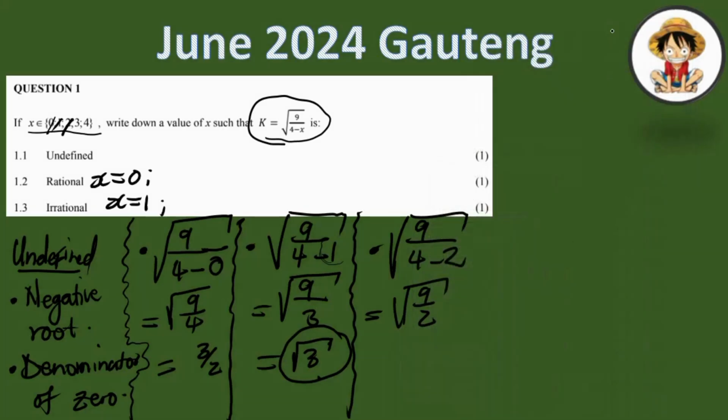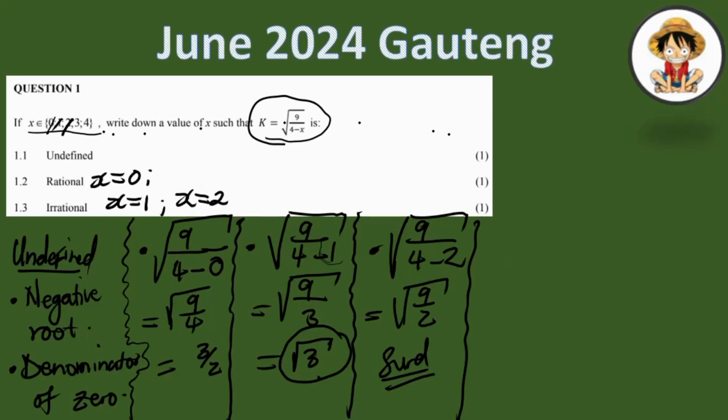So which means now my answer here is a third. I don't even care what the answer is. My answer is a third. So I know that if I substitute x as 2, I'm getting an irrational number. So I'm going to put it here again. When my x is equal to 2, I'm getting an irrational number. So I'll put it there.